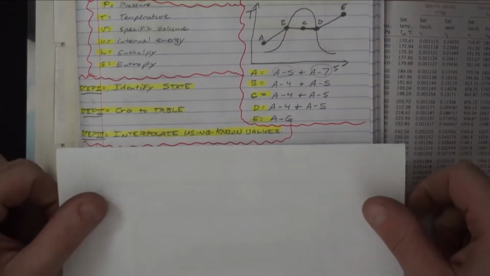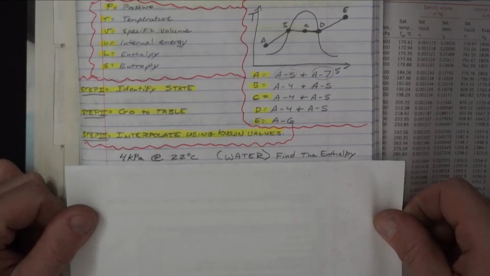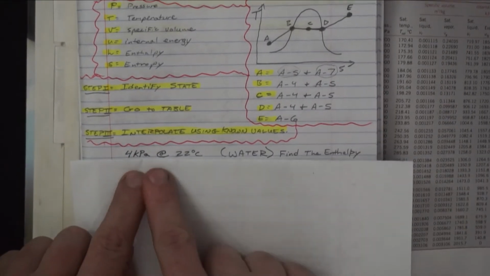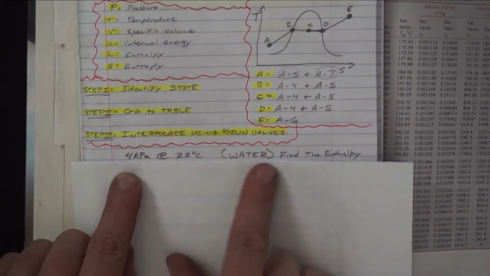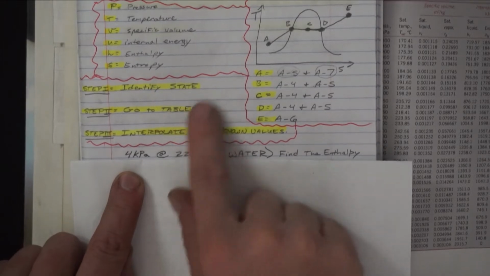Alright, now what I've done is I've given you a problem. I wrote all this stuff down, kind of simplify the whole process instead of watching me write. So at 4 kPa, at 22 C, it's water. We need to find the enthalpy. So let's go through the steps.